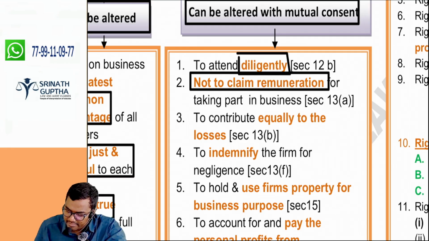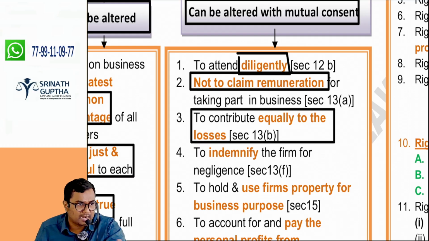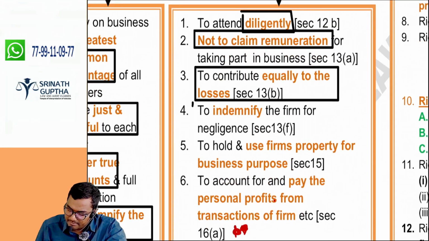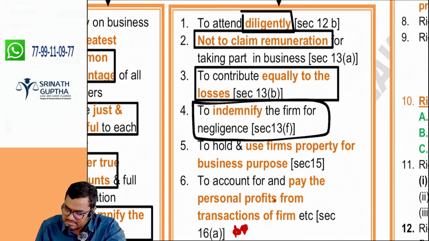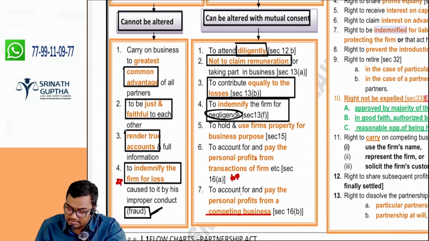And to contribute equally to losses. Every partner has to contribute equally to losses. It can be altered: I will take only profits but not the losses. Can we alter? Yes. And to indemnify the firm for negligence. This is for negligence and the earlier one is for fraud. Fraud is intentional, negligence is unintentional. That's why one is mandatory and the other is optional.